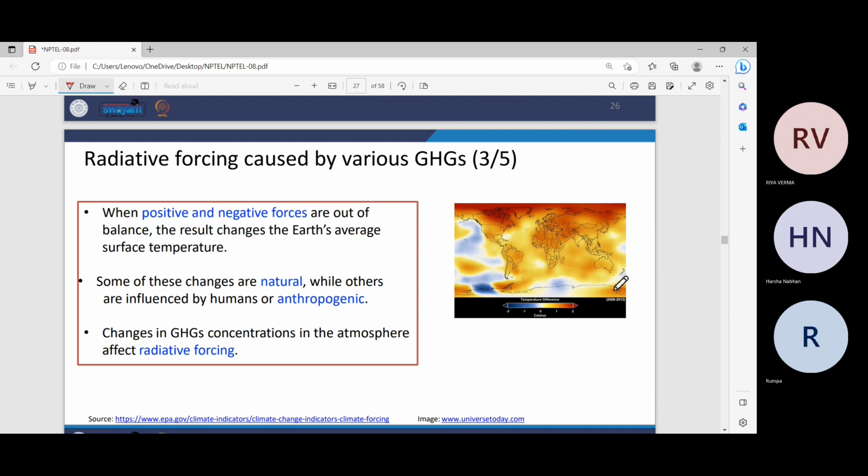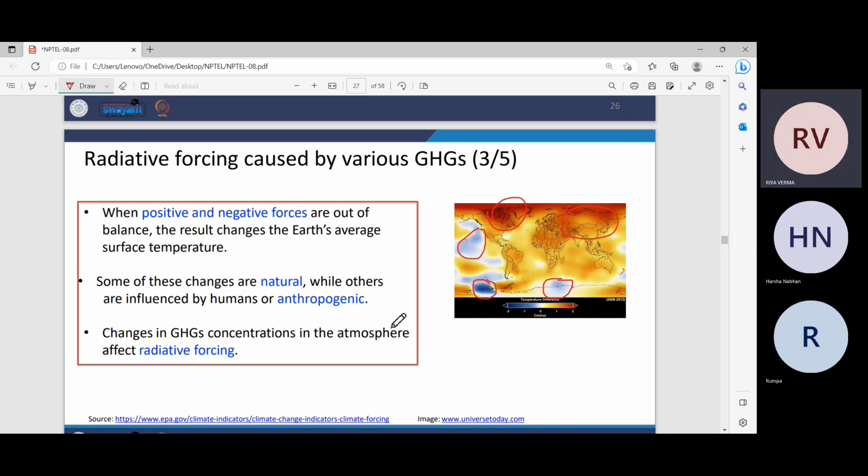In this picture, only these blue portions have a cooling effect, that means they have negative radiative forcing. And the yellow or red areas all have a positive radiative forcing, that means they will have a rise in temperature. So when we see this overall effect, it will certainly lead to a positive radiative forcing, which will lead to the increase in the temperature of the Earth.